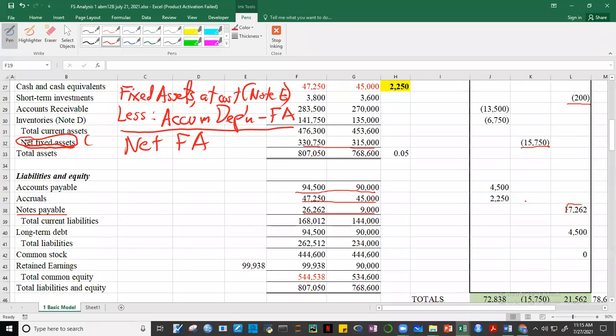So tumaas si accounts payable, tumaas si accruals. So those are sources of cash, kasi nangutang tayo eh. Nangutang tayo, hindi pa natin binabayaran. Nasa sa atin pa yung cash na. Okay, same thing with the notes payable, guys.